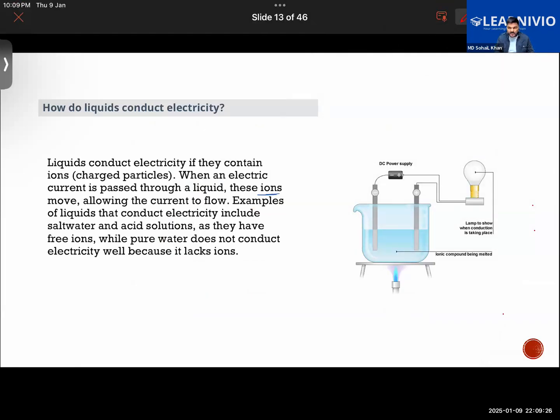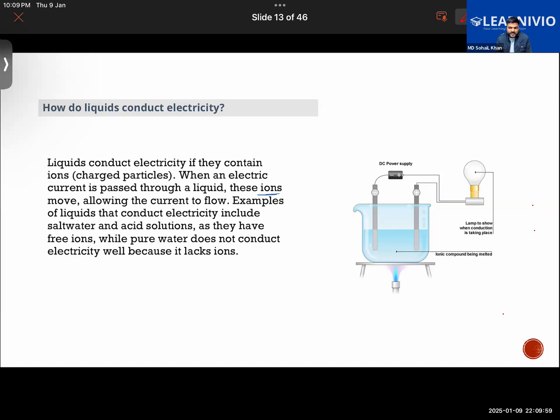Okay. Harim, read the given paragraph. How do liquids conduct electricity? Liquids conduct electricity if they contain ions, charged particles. If an electric current is passed through a liquid, these ions move, allowing the current to flow. Examples of liquids that conduct electricity include salt water and acid solutions, as they have free ions, while pure water does not conduct electricity well because it lacks ions.